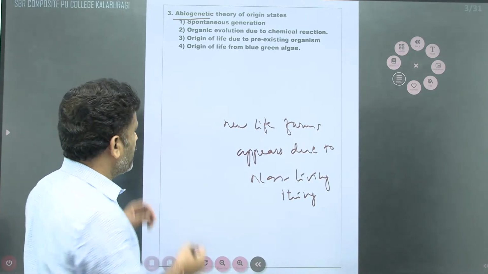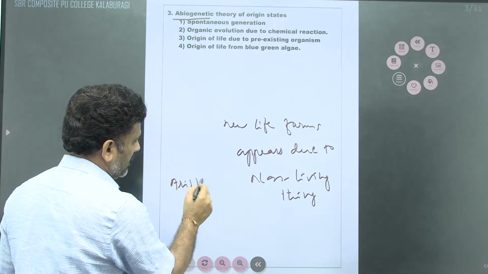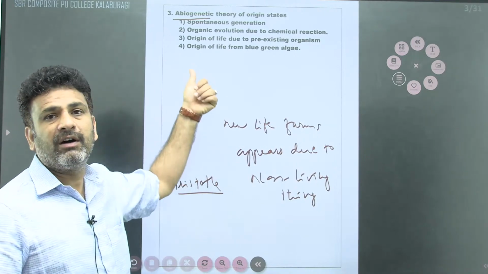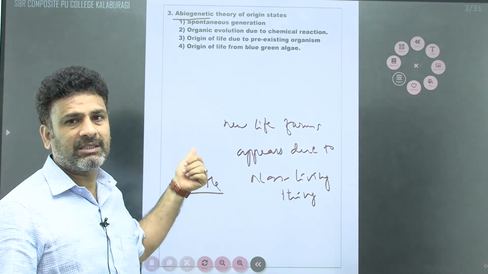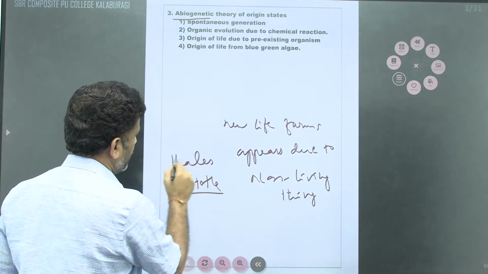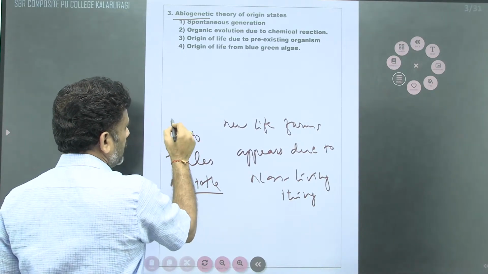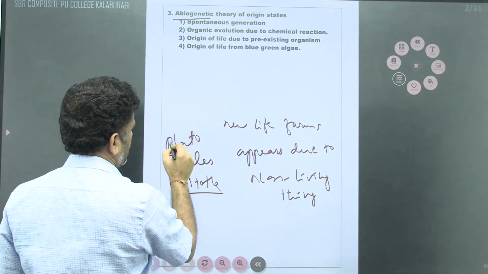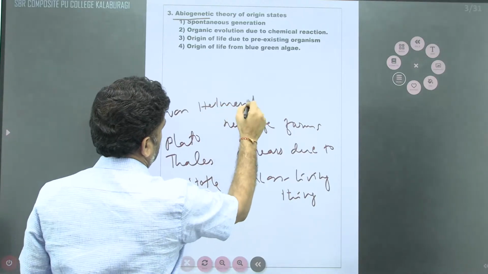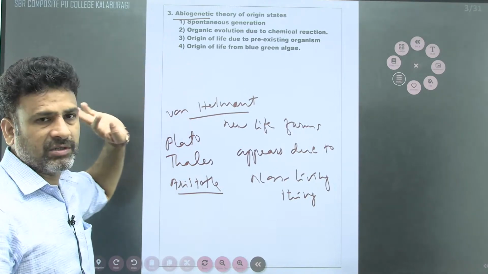Later on, it was well supported by one of the greatest scientists of all time, called Aristotle. Aristotle supports the theory of abiogenesis, that is, the theory of spontaneous generation. Not only Aristotle, but also some other scientists like Thales, Plato, and von Helmont supported this theory of abiogenesis.